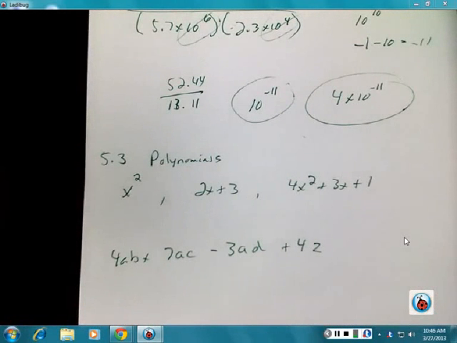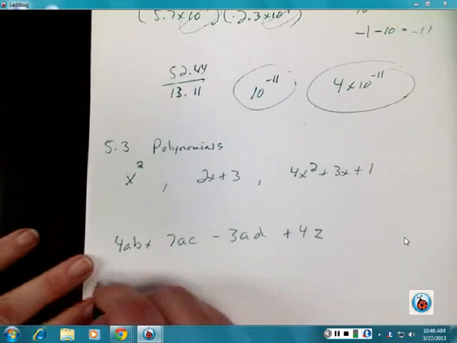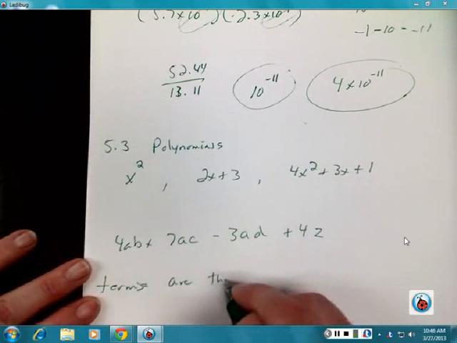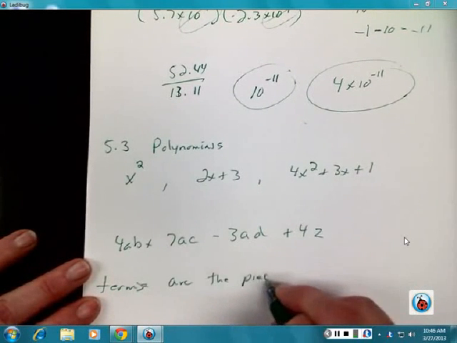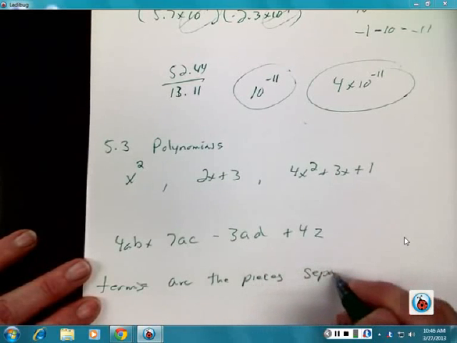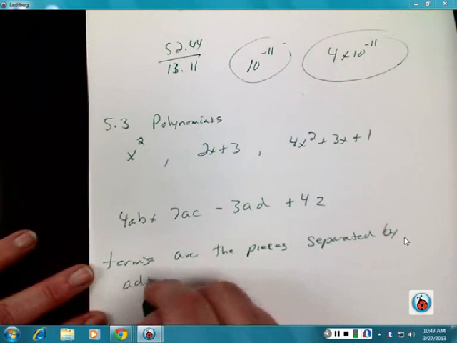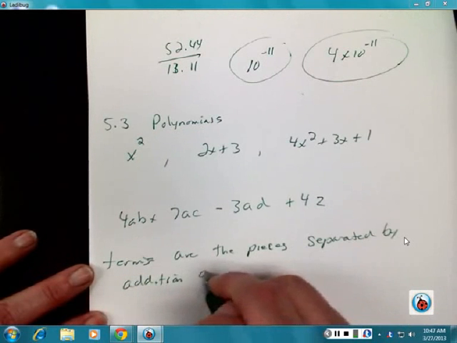Now they're polynomials because they have terms, and the terms are the pieces separated by addition and subtraction.